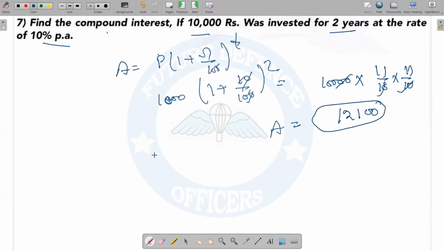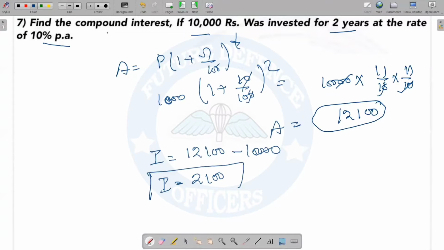This 0 cancelled. We got 11, 11, 121, 00, so the amount you will be returning is 12,100. What is the interest? 12,100 minus 10,000, so the interest is 2,100. We got this by the formula, but we will not use it because we avoid the formula.